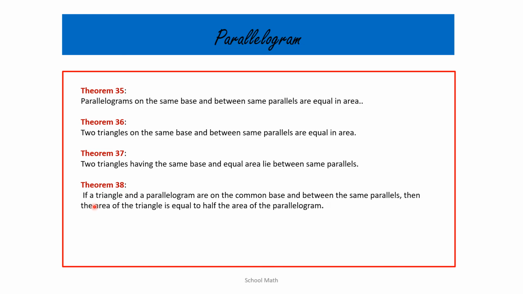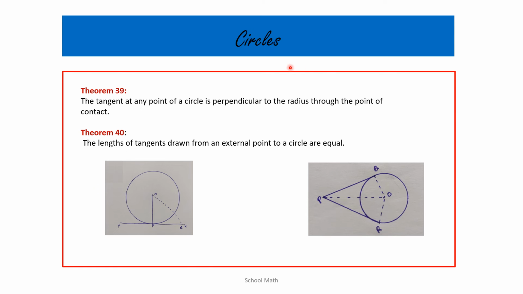Theorem 38. If a triangle and a parallelogram are on the common base and between the same parallels, then the area of the triangle is equal to half the area of the parallelogram. Circles. Theorem 39. The tangent at any point of a circle is perpendicular to the radius through the point of contact. Theorem 40. The lengths of tangents drawn from an external point to a circle are equal.